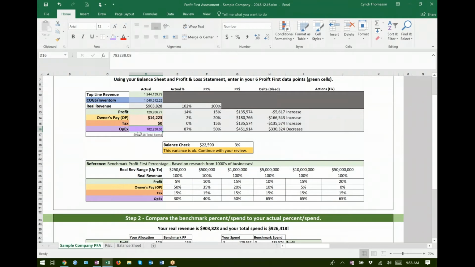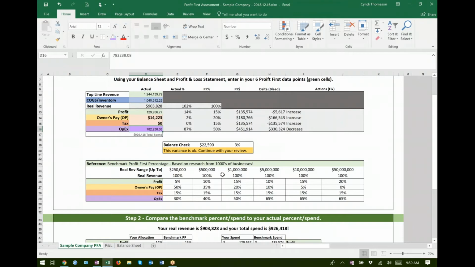So let's look at how this business compares to a benchmark company. Now, when Mike Michalowicz wrote Profit First, he researched thousands of businesses, and he realized that businesses operate differently depending on how much real revenue they have. So the first thing to understand from our analysis is, what is the real revenue? In this case, the real revenue falls between the $500,000 to the $1 million range. This business is close enough to the $1 million range that that's what I would use as our benchmark. So in this situation, with $903,000 of real revenue, we would look to have 15% of that allocated towards profit, 20% allocated towards owner pay, 15% towards taxes, and 50% going to operating expenses.